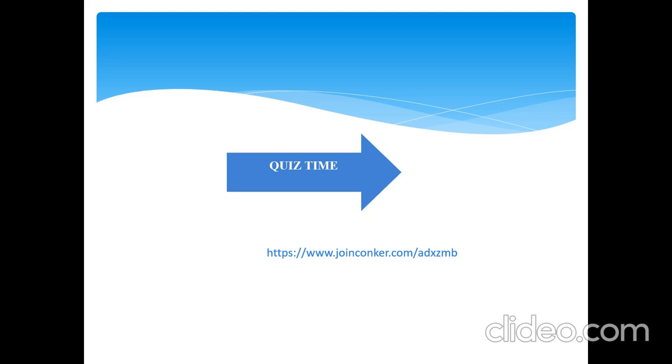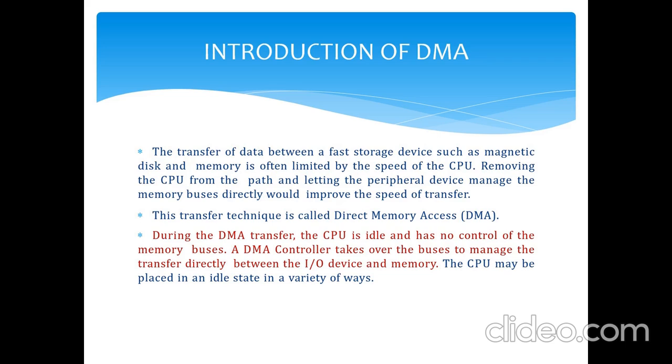Okay, thank you all. This is an introduction to DMA. DMA means direct memory access. DMA is a feature of a computer system that allows certain hardware subsystems to access memory independently of the CPU. Without DMA, when the CPU is using programmed input or output, it is typically fully occupied for the entire duration of the read or write operation, and is unavailable to perform other work.